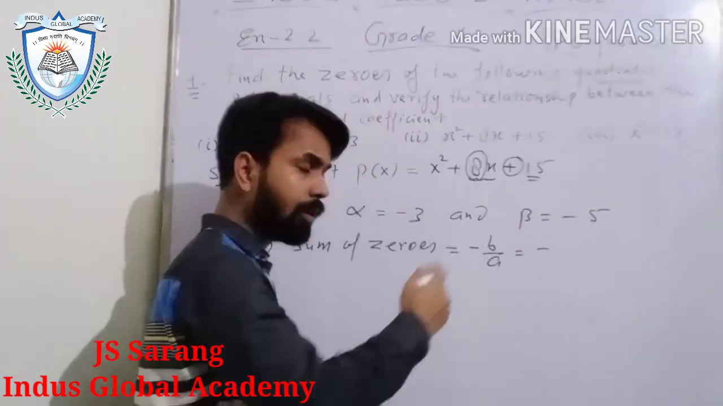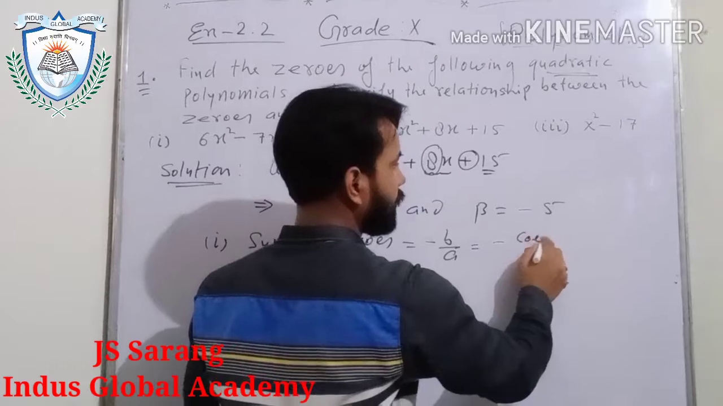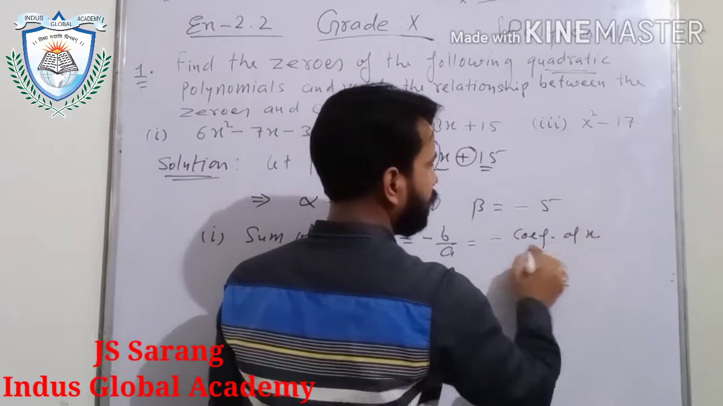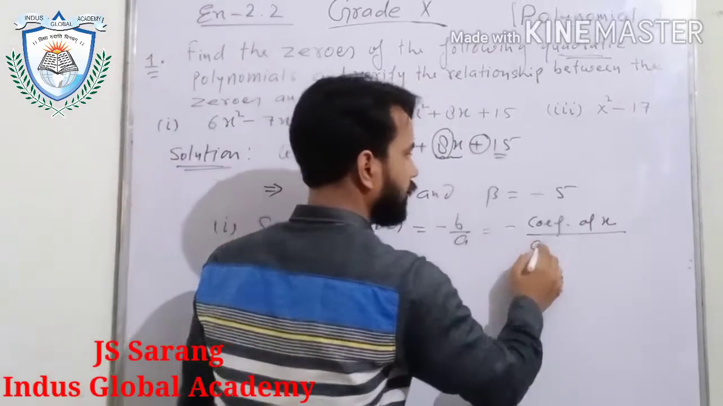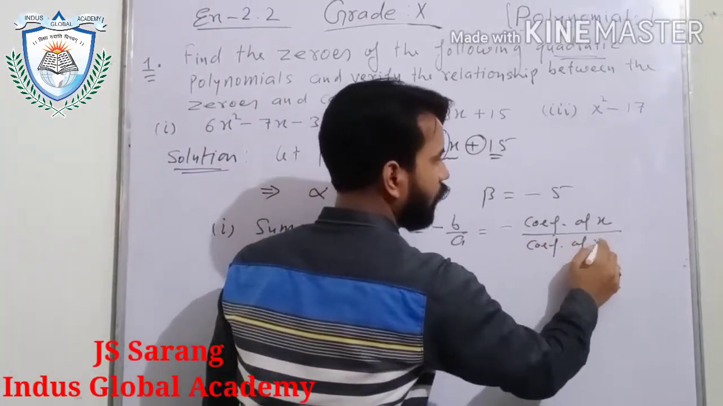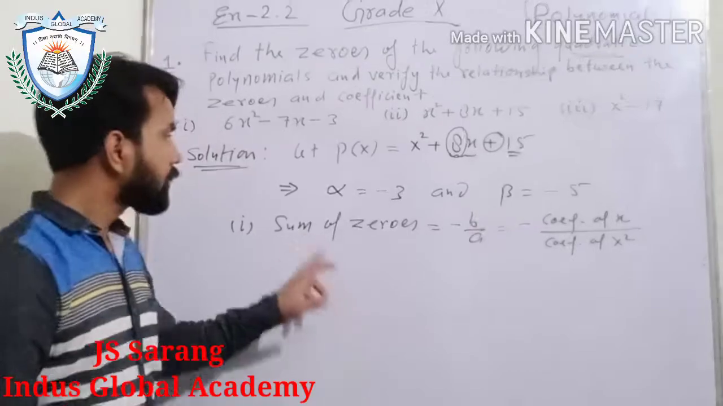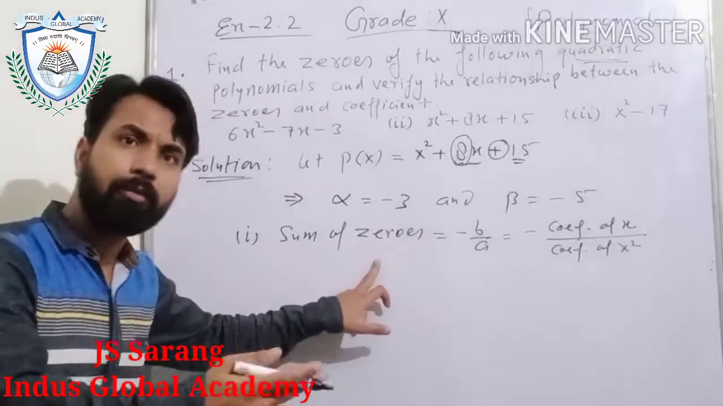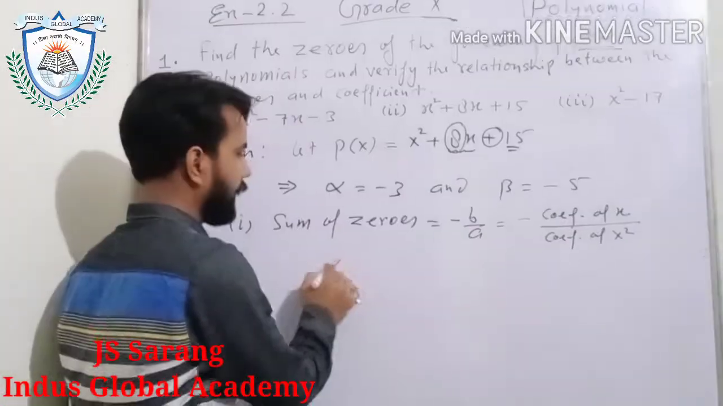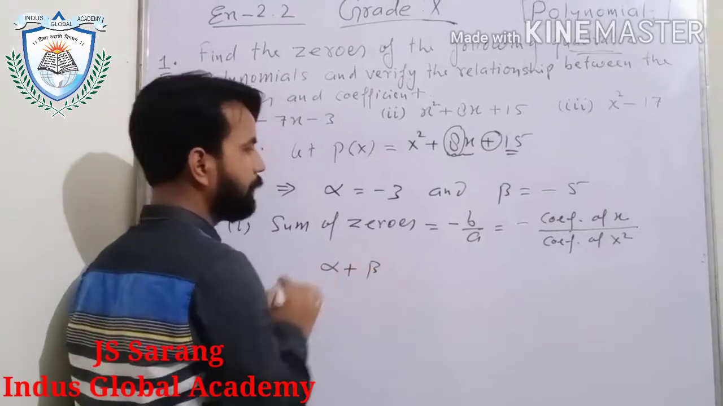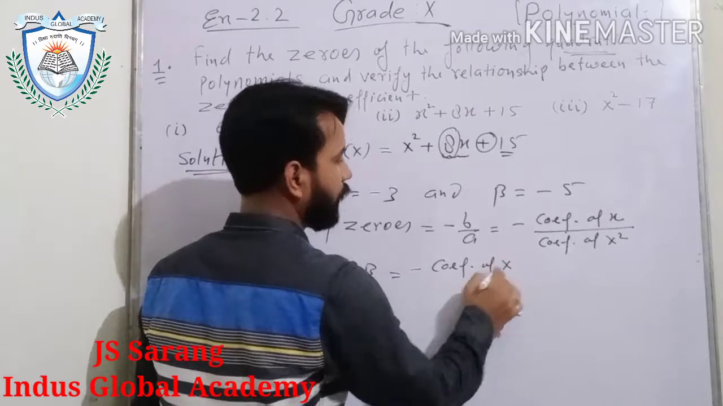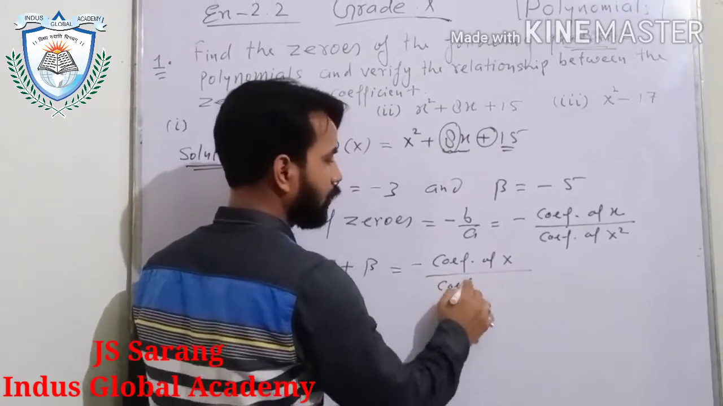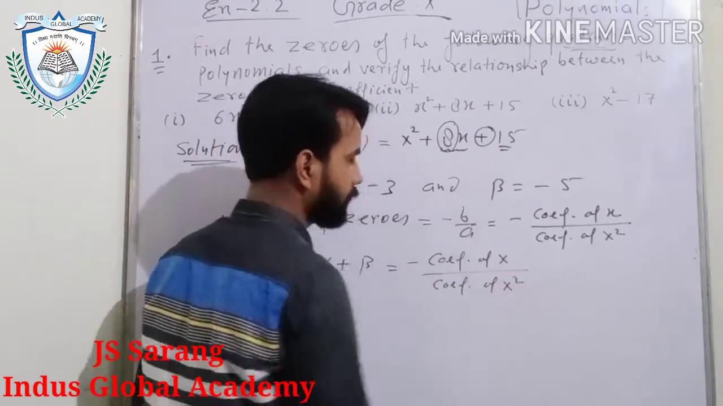Formula is minus b upon a. Minus b is what? Coefficient of x. And a is what? Coefficient of x square. Sum of zeros: zeros are alpha and beta. So I am writing here alpha plus beta is equal to minus coefficient of x upon coefficient of x square.